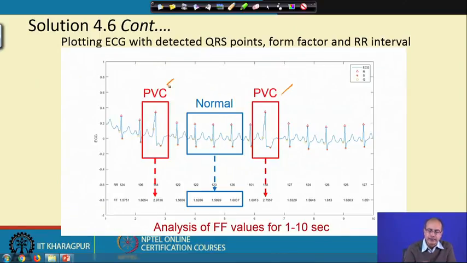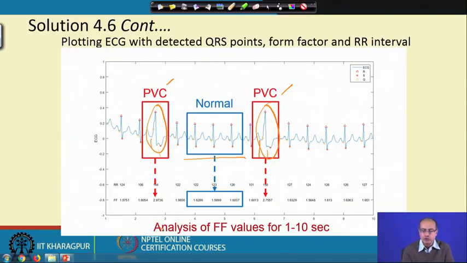Okay, here one, here another. In between, we get a few cycles which are normal. How do we know that these are PVCs? Simply looking at the height, that height is bigger, the width is also bigger. If you look at the width of the QRS complex, that is bigger than normal. So, that clearly gives us that these QRS complexes are abnormal and they are affected by PVC.